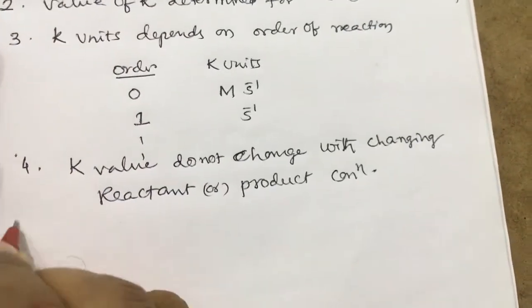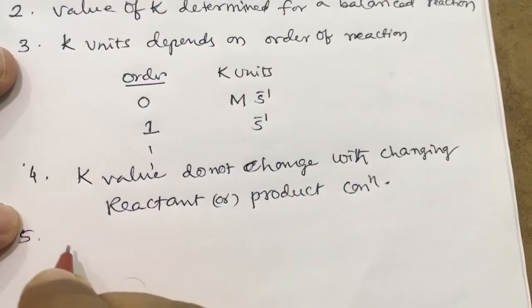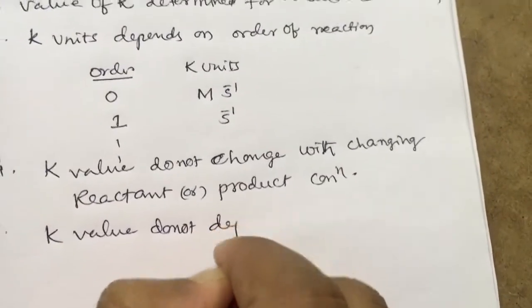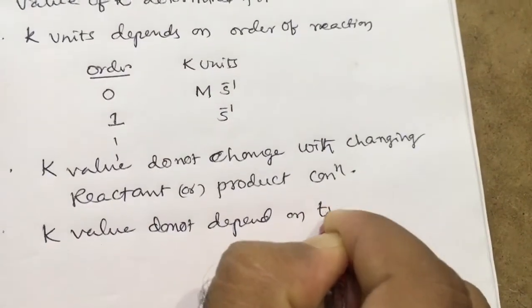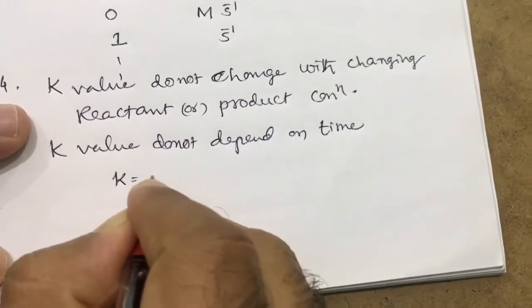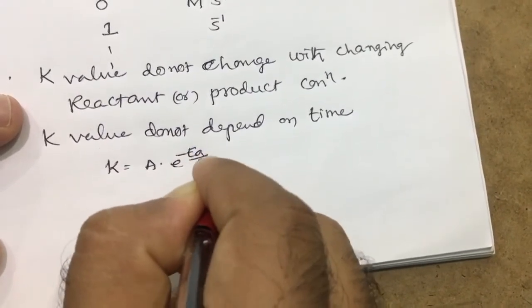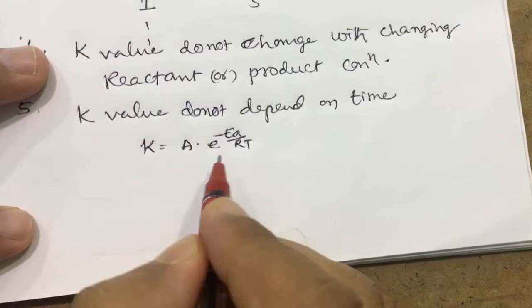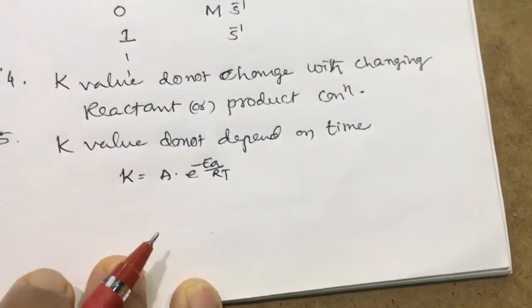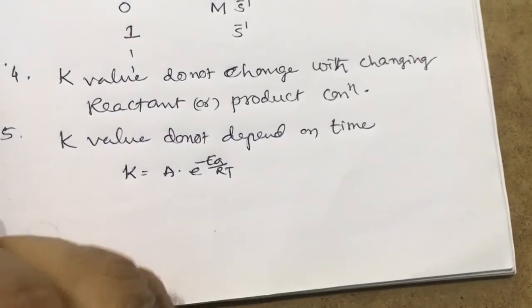Now the fifth point. The value of K does not depend on time, because in the Arrhenius equation, k is equal to A into e power minus Ea by RT, there is no time term. It has temperature, absolute temperature. In any formula, a time-related term is not there. That is why the K value does not depend on time.